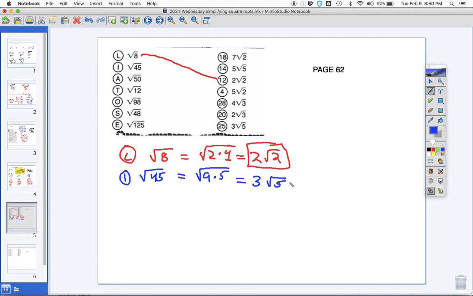And again, 5 has to stay. It's not a perfect square. So let's see here. Is that hopefully one of my answers? Yes, that comes down here. All right, let's go through some more.